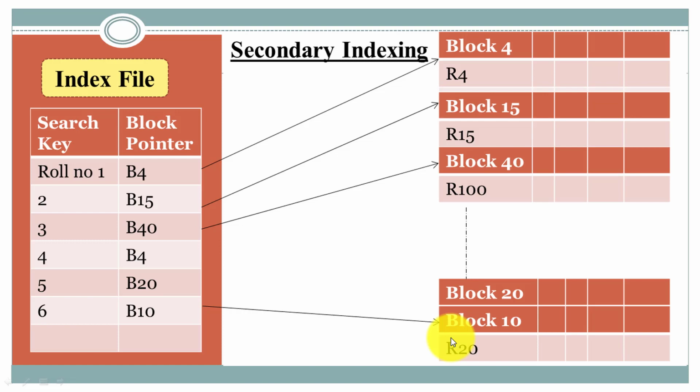And here on the main file we can apply multiple indexing like primary indexing or secondary indexing to access the main file faster. But the disadvantage is what? Here it takes extra memory space to store multiple indexes.